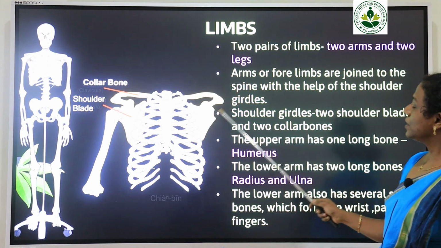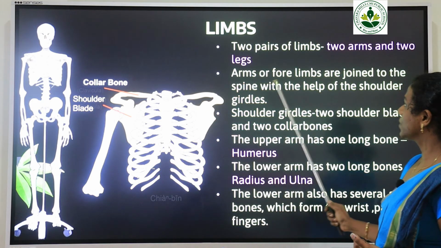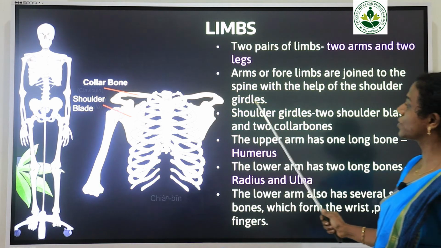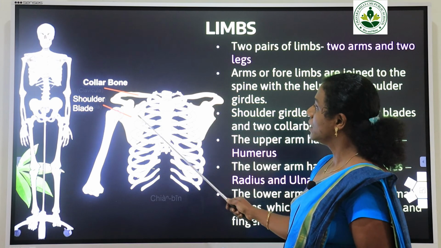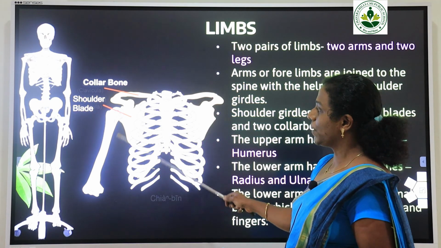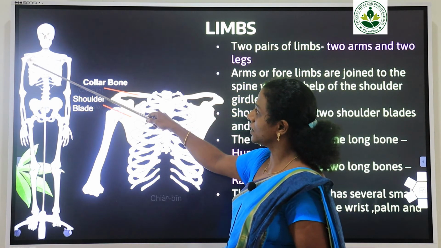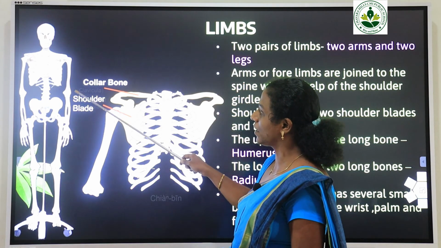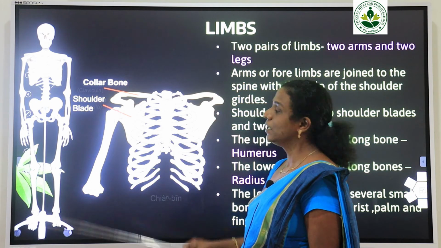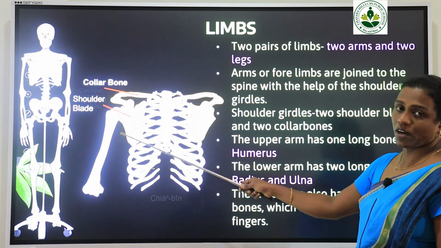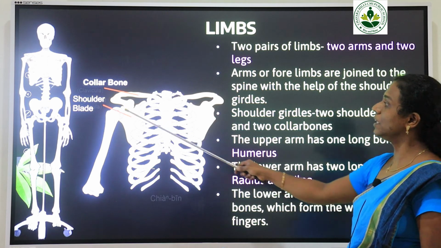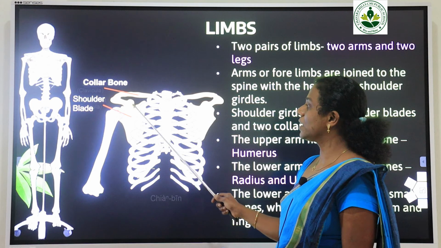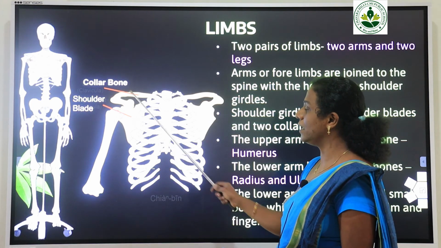There are 2 pairs of limbs, 2 arms and 2 legs. So we are checking the picture. You can see here, arms or forelimbs are joined to the spine with the help of shoulder girdles. This is the upper arm and this is the lower arm. The upper arm and lower arm are connected to the spine with the help of the shoulder girdle. The shoulder girdle mainly consists of the shoulder blade and collarbone.